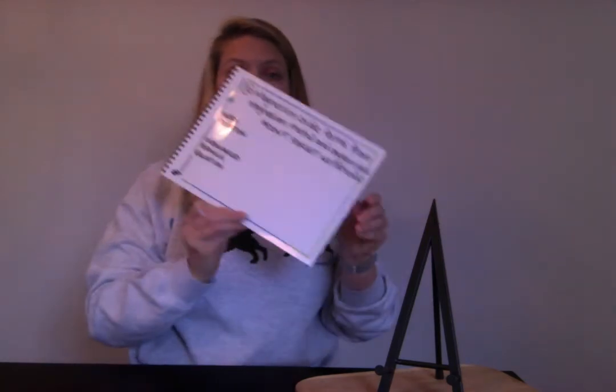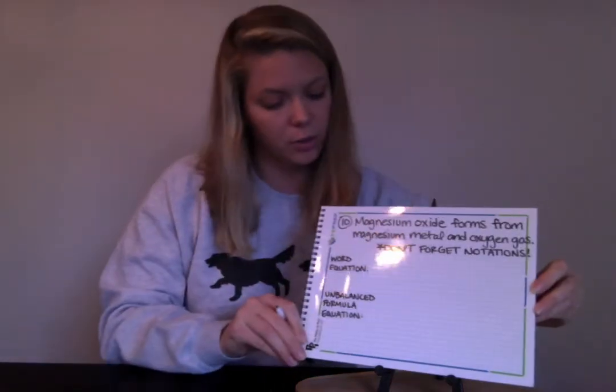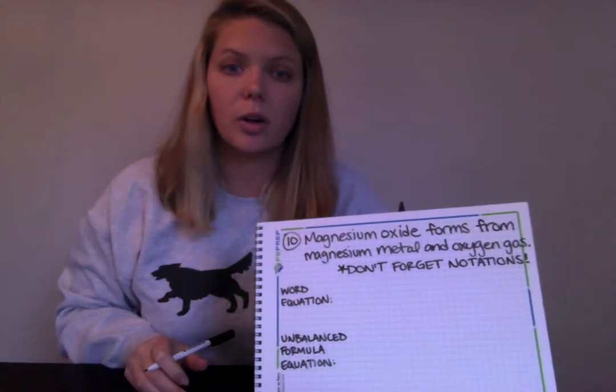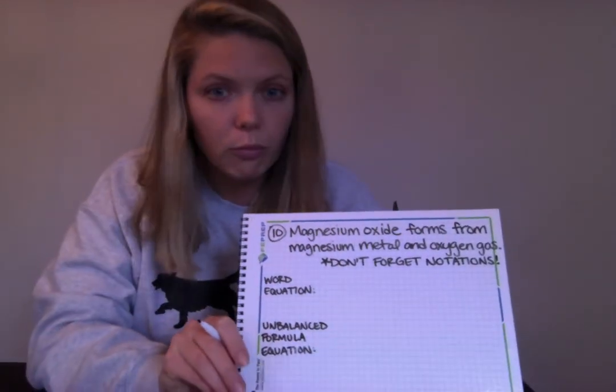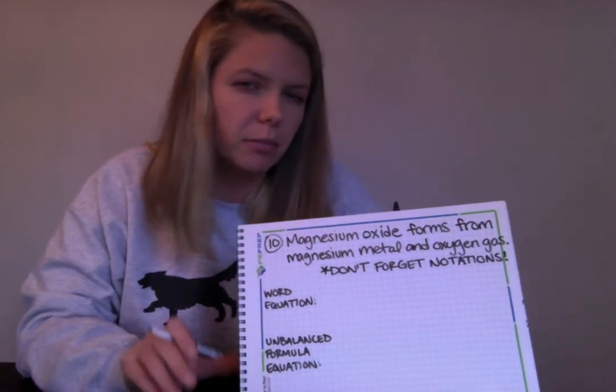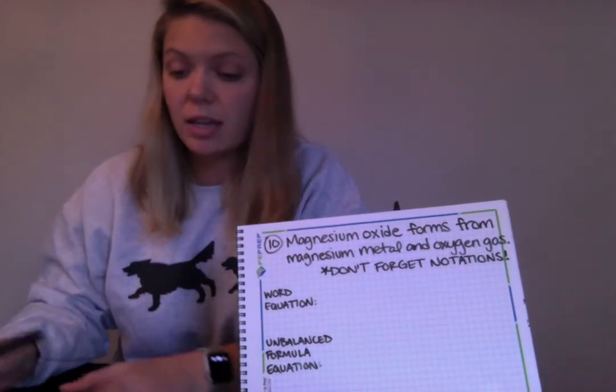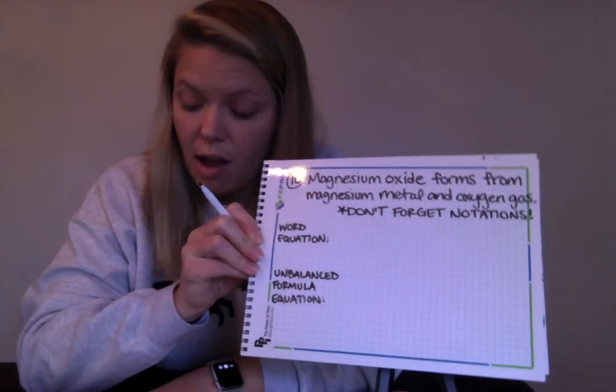Now, number 10 asks us to do much of the same thing. So I'm going to take you through the steps, but I'm not going to do the problem for you because I want you guys to really try to work it out on your own. This one's a little bit easier too, so I believe in you. Number 10 says magnesium oxide forms from magnesium metal and oxygen gas.